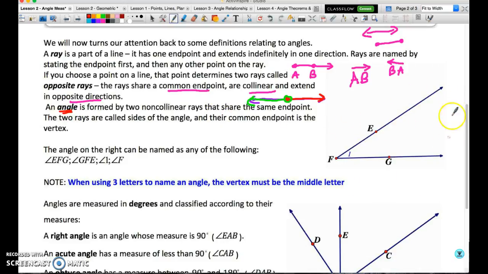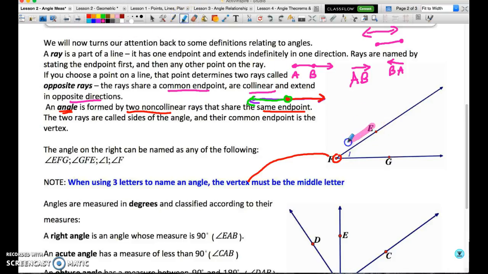And essentially, you can see the picture over here. An angle is formed where you have two rays that have the same endpoint, but they are non-collinear, and so they're not on the same line. They're not going in opposite directions. Right now we have ray FE and ray FG, and they join together with common endpoint F. F is known as the vertex.